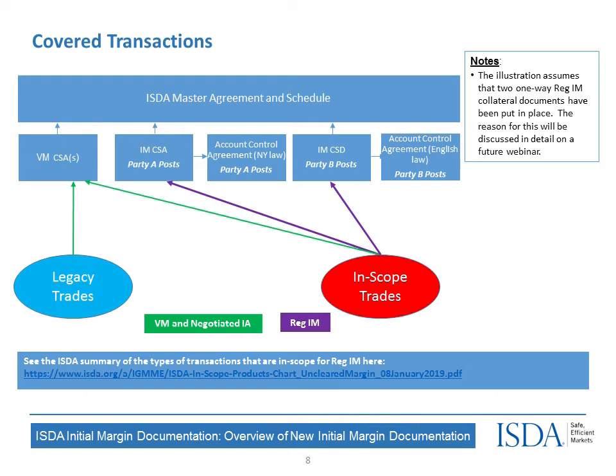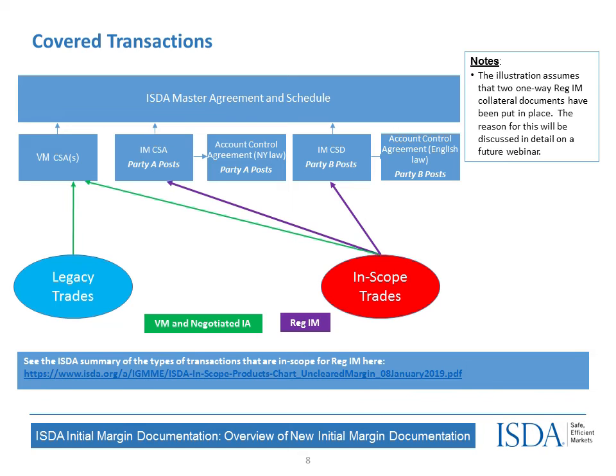So no longer will parties who have trading relationships that are in scope for regulatory initial margin have a single CSA under their ISDA master agreement. They will, at a minimum, have two CSAs and potentially more than two. The illustration here has three CSAs: one variation margin CSA, which can also house negotiated IA, and then two one-way regulatory initial margin CSAs. And that is very common through phases 1 through 3, and we expect it to be common in phases 4 and 5.